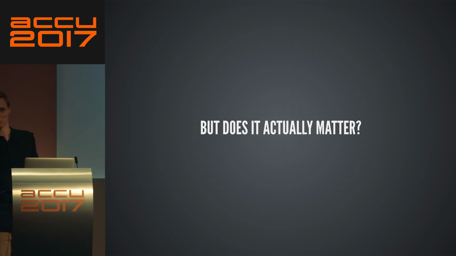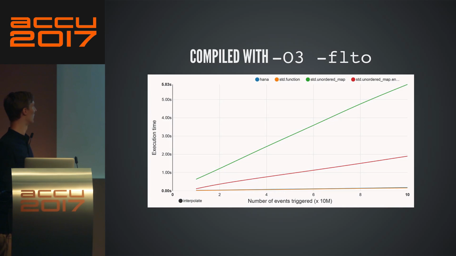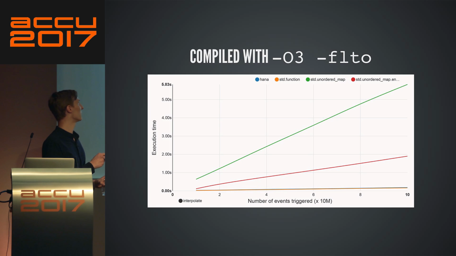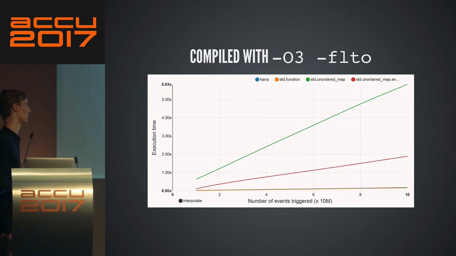Okay, does it actually matter? I mean, there is the fact that you're catching errors at compile time instead of runtime. That may or may not be really, really cool for you. But what we all like, because we're C++ developers, is usually performance. So let's have a look. I compiled a toy program with O3 and LTO, so link time optimization. So probably the highest level you can expect.